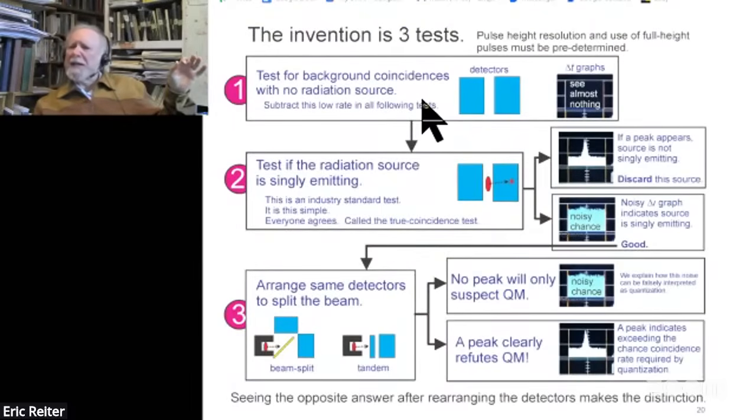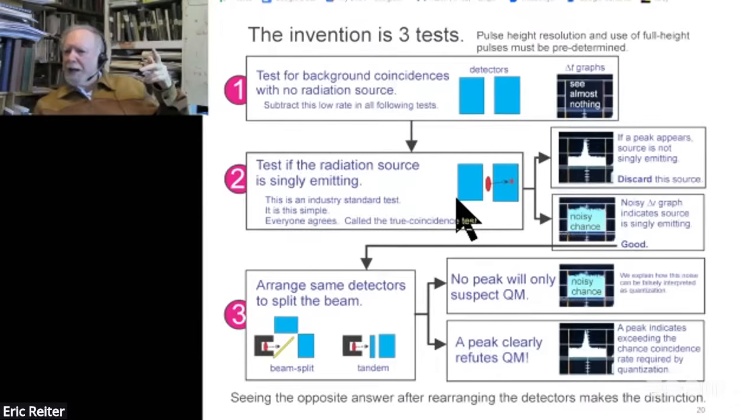This is the recipe of how to do my effect. You make sure there's no background coincidences. You take away the radioisotope and you read background, and there's a rate that could be up to 10% that you can subtract. A coincidence rate to be subtracted from your experimental rate that you use in the next steps.